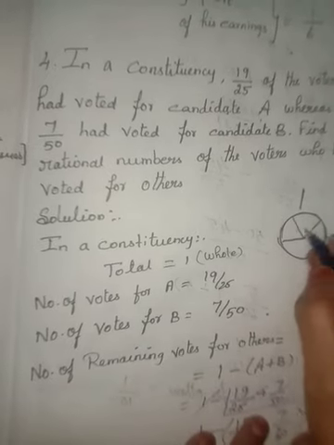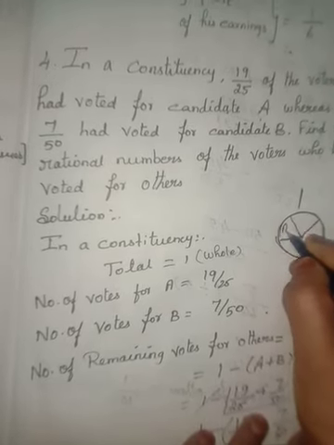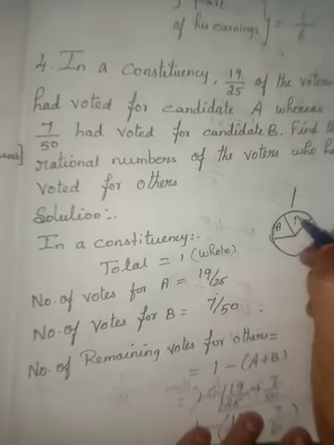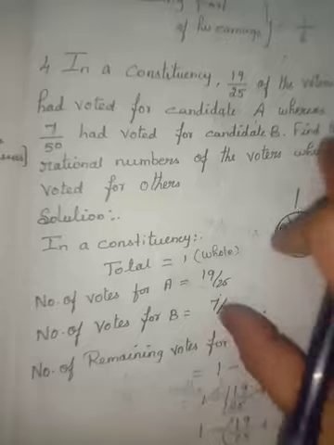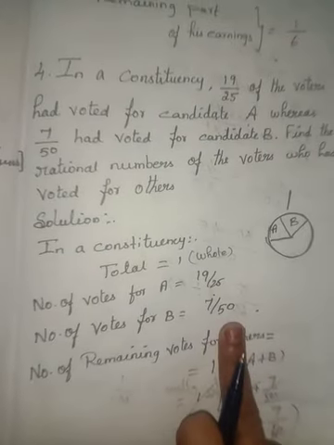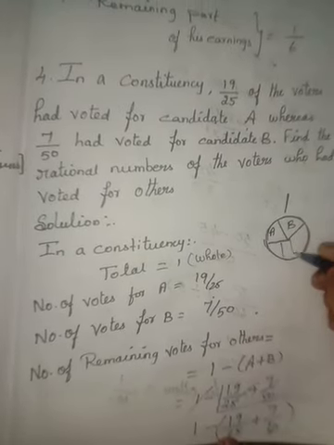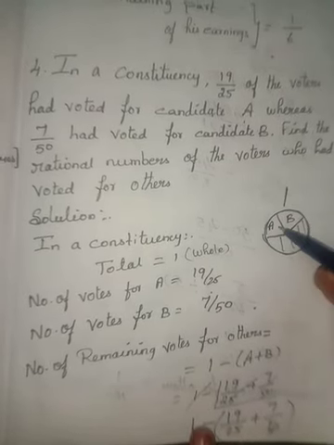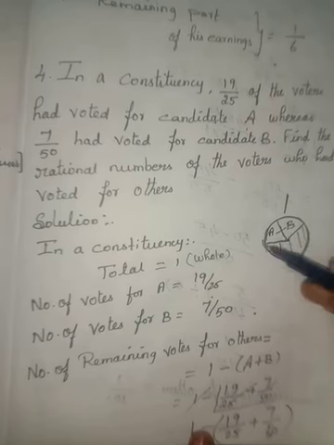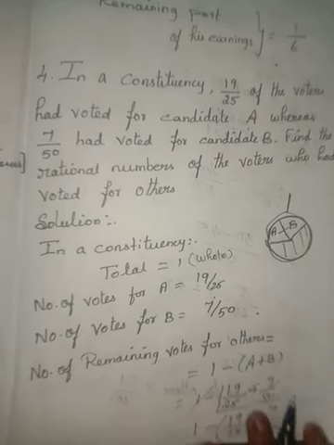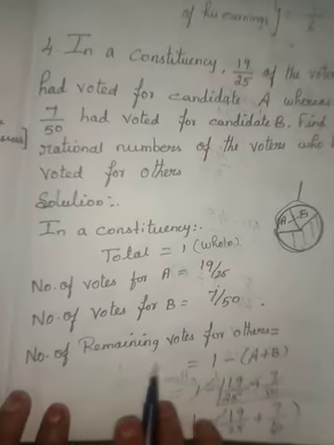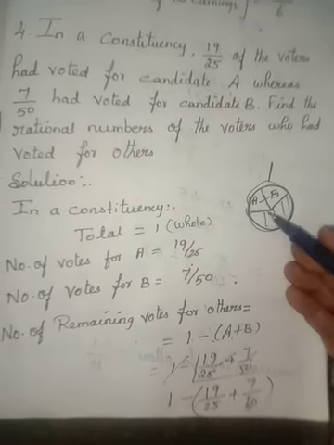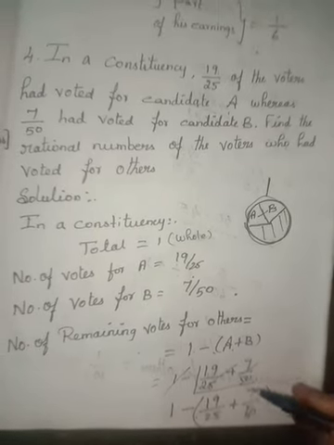Okay. Candidate A gets how much? 19 by 25. Candidate B gets how much? 7 by 50. So they are asking for the remaining votes for others. How can we do this? Adding A and B and subtracting from the whole number, we get the answer. That's why I write 1 minus A plus B. So 1 minus, what is A? 19 by 25, plus what is B?